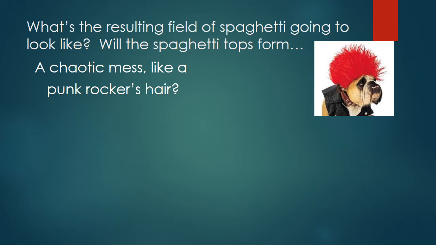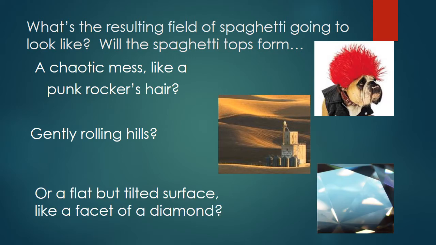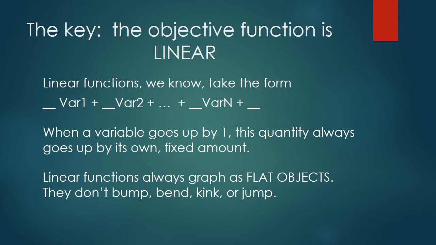The second possibility, gently rolling hills. The third possibility is more extreme. I'm talking about a surface which is flat, maybe tilted, but flat, like the facet of a diamond. Which do you think? Punk rocker hair, gently rolling hills, or that the top of the spaghetti will be flat but tilted like the facet of a diamond or a sheet of glass? I'll give you a hint. The objective is a linear function. And that makes all the difference.